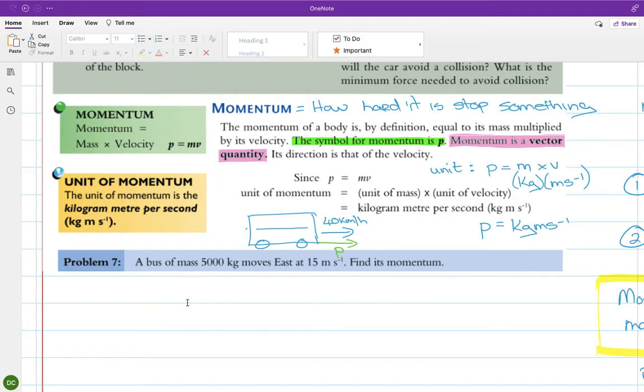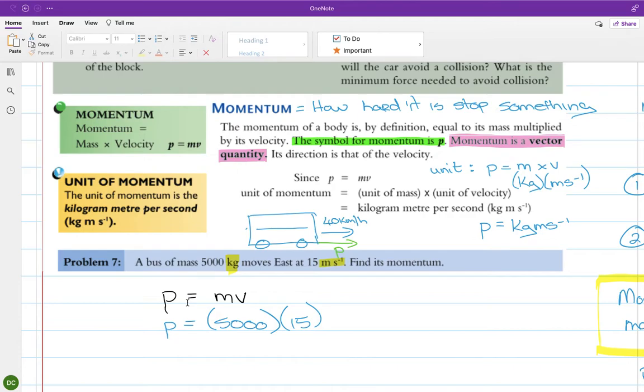Alright, so we'll have a quick look at problem 7. So we have a bus of mass 5,000 kilograms moving east at 15 meters per second, find its momentum. So we write down the formula. Momentum is mass times velocity. The mass, we will sub in the 5,000. It is in kilograms, and kilograms is standard unit, so we can leave that alone. Velocity is 15. Again, 15 is in meters per second, so we can leave that alone.